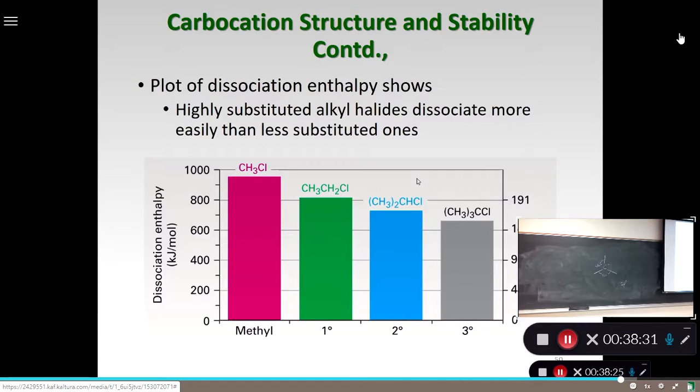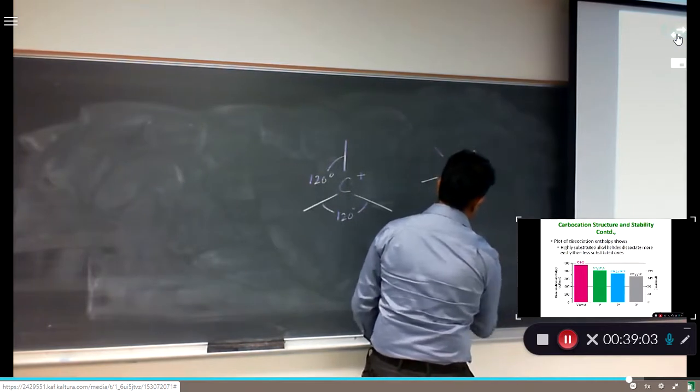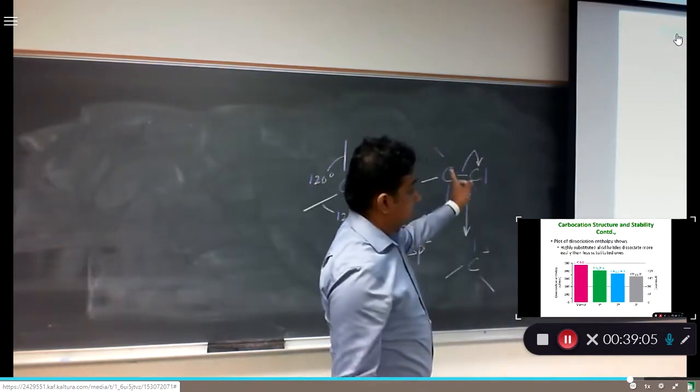So the more R groups, methyl groups, or alkyl groups you have, the more stable the carbocation is going to be. This diagram basically explains the stability using dissociation enthalpies. If you talk about the carbon-chlorine bond for these 4 compounds, the dissociation means letting this chlorine go and forming a carbocation.